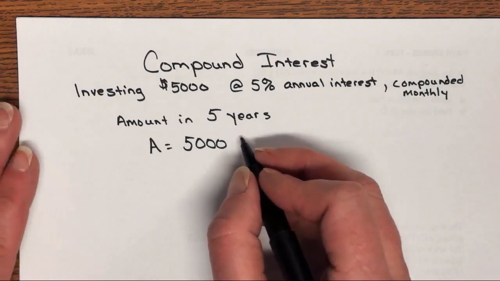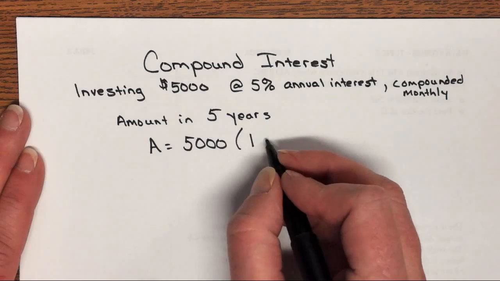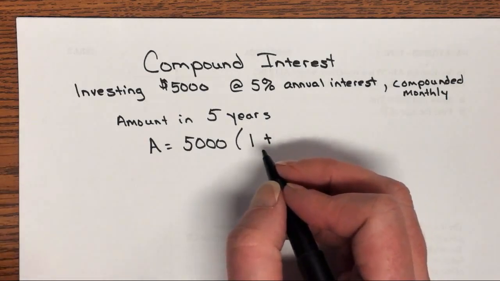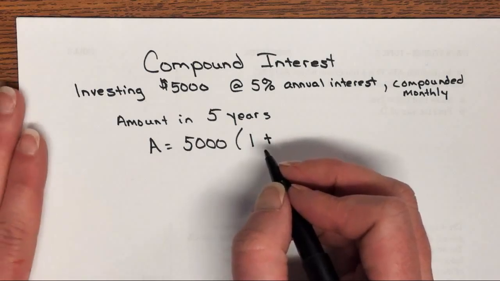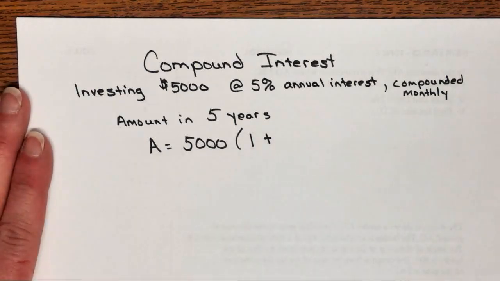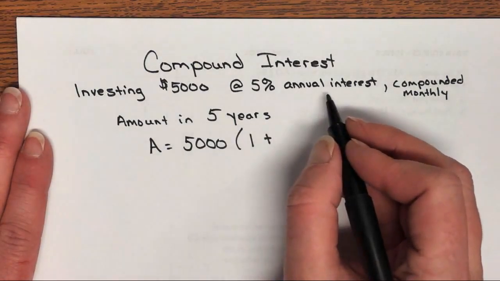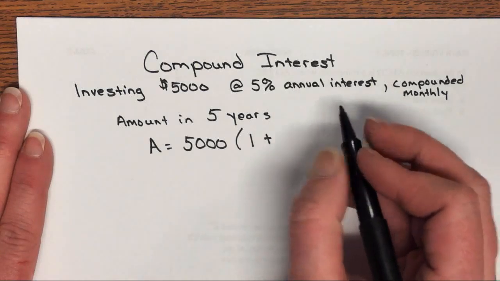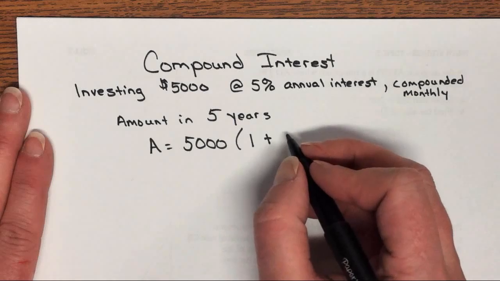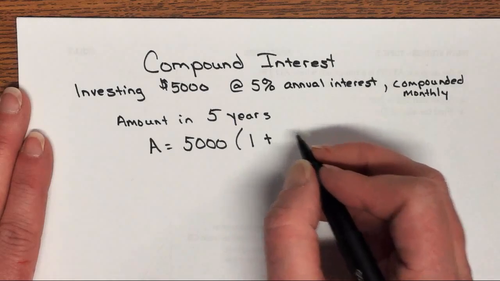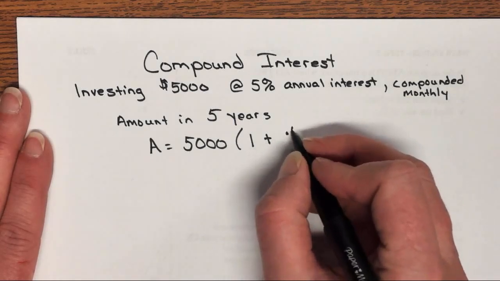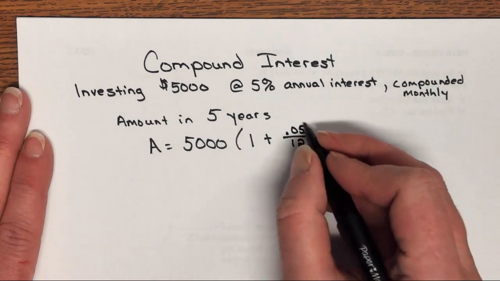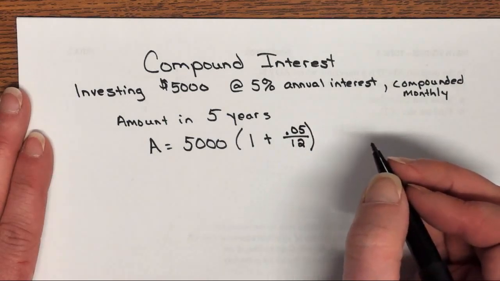Well, we have our original amount, so that's a 1, plus that interest that we're gaining, because it's an account where we're going up. That's 5% annually, but we're compounding monthly. That means that 5% is getting divided up over 12 months. So 0.05 divided up in 12 months.